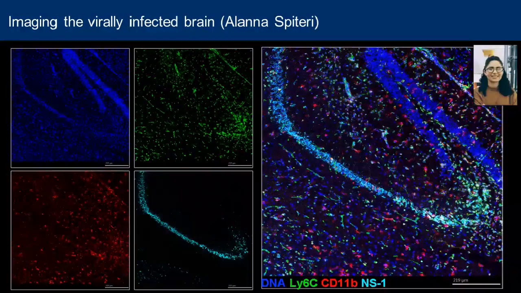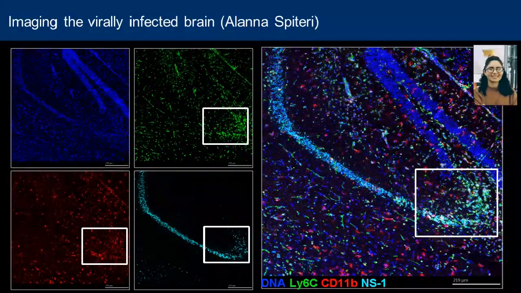If we think a little bit more about the immune infiltrate, we can look at areas of the brain here, and this is an area of the mouse hippocampus. In blue here we have DNA, in green we have Ly6C, in red we have CD11b, and in light blue here we have NS1. Essentially what we can see is that this line of neurons here are all infected with the virus and expressing this NS1 protein. And then in this area down here, we're getting the infiltration of CD11b positive, Ly6C positive immune cells. So these are these infiltrating myeloid cells that are coming in to fight the virus.